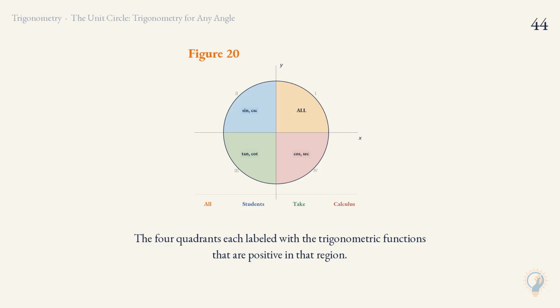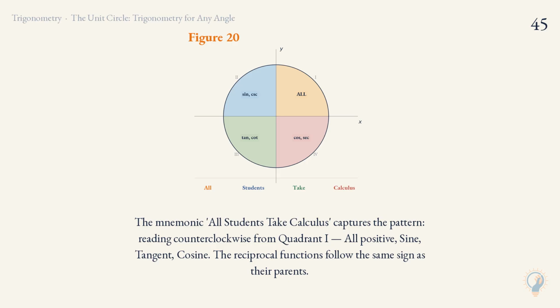Figure 20. The 4 quadrants, each labeled with the trigonometric functions that are positive in that region. The mnemonic "all students take calculus" captures the pattern. Reading counterclockwise from quadrant 1: all positive, sine, tangent, cosine. The reciprocal functions follow the same sign as their parents.